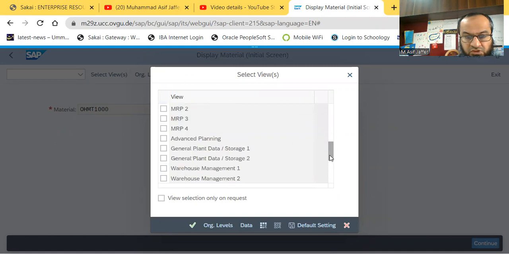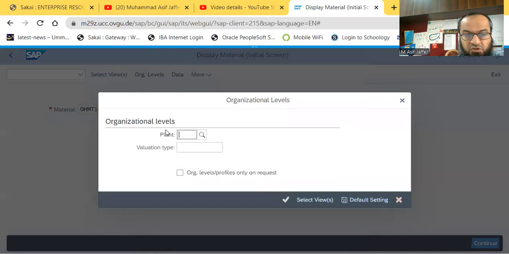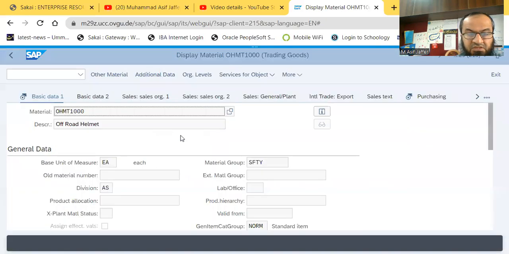So let's call the accounting one view and the plant stock view. So these four views are important. I selected them. Again, the plant I want now is the Miami plant, MI00, and I press enter.